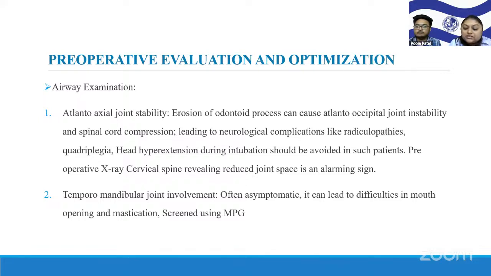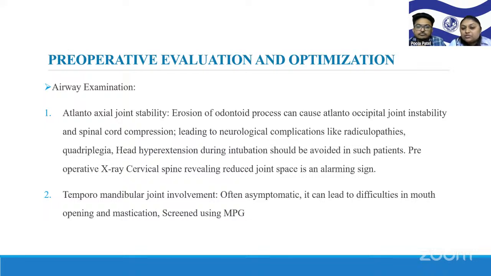Then I will assess the patient for other systemic comorbidities, like diabetes and hypertension. Then, sir, I will go for a detailed airway examination, as the cervical spine is the most commonly involved part of the spine in patients with rheumatoid arthritis. So I will go for neck movement assessment of the patient. Especially, I will look for atlantoaxial stability.